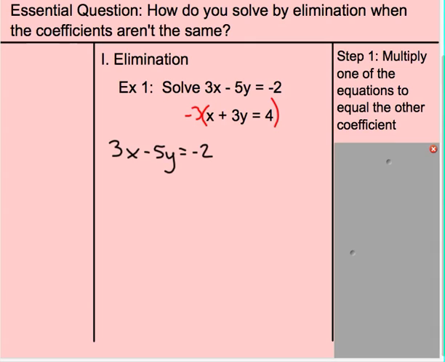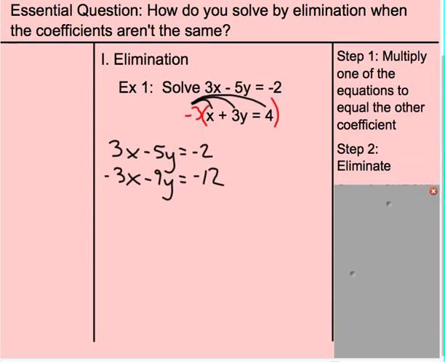Distributing the -3 to everything in that entire equation. Remember, whatever you do to one side of the equation, you have to do to the other. So I'm also going to multiply that 4 by -3. So my second equation turns into -3x minus 9y equals -12. Now when I look at my equations, my x's have the same coefficient, opposite signs, so I can go ahead and add them together or solve by elimination.